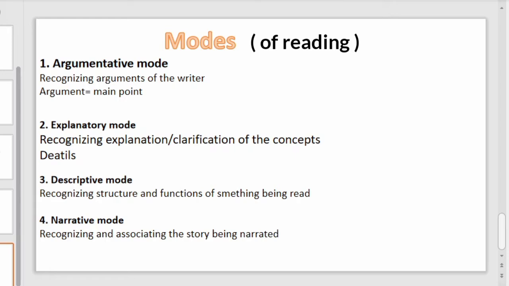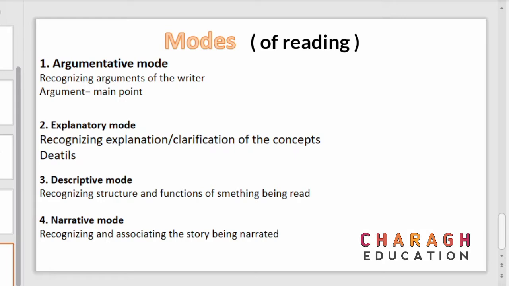In this lecture, we are going to discuss different modes of reading. Actually, reading is a very complex and complicated process. You might adopt one of the modes when you are reading that can be different from other modes in terms of purpose and objectives of reading.